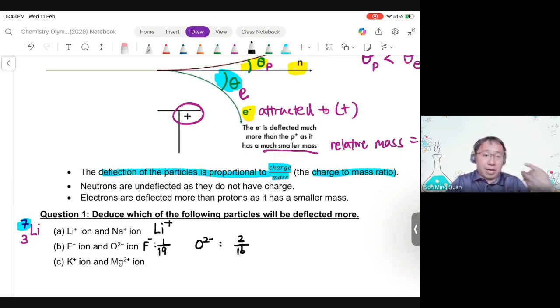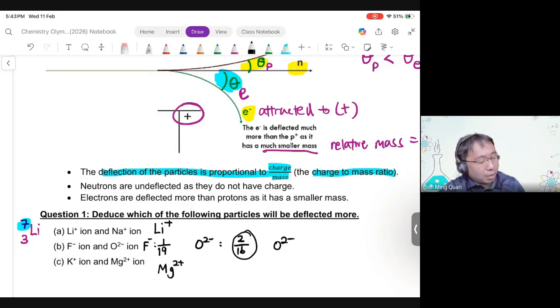I'm sure you can evaluate that 2 over 16 is a much larger charge to mass ratio. Therefore, O2 minus is deflected more. And finally, for the very last one, Mg2 plus ion will be deflected more than K plus.